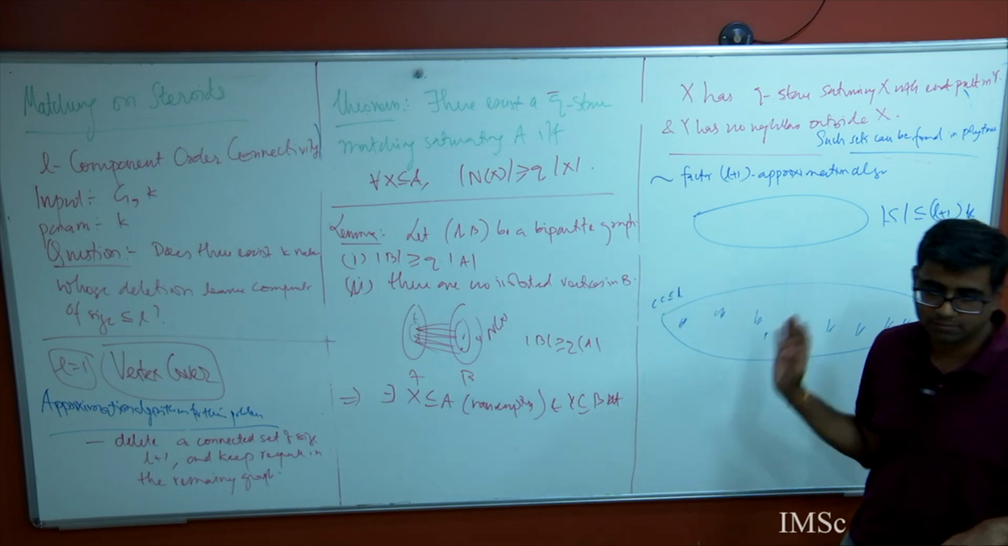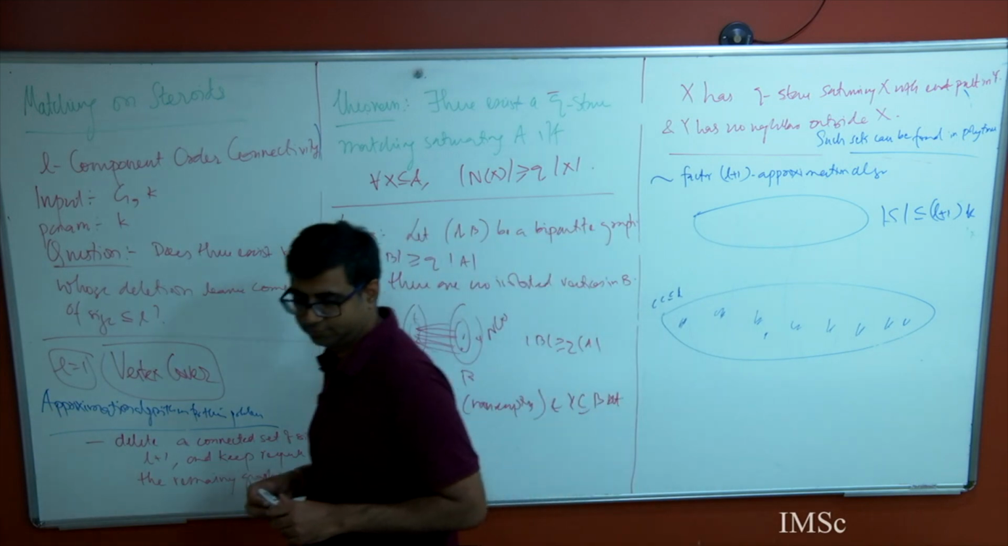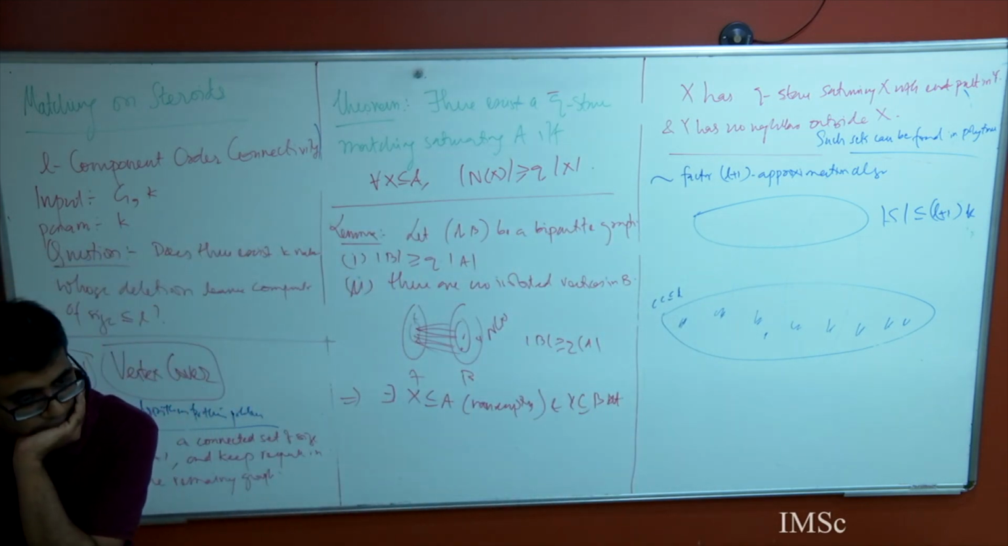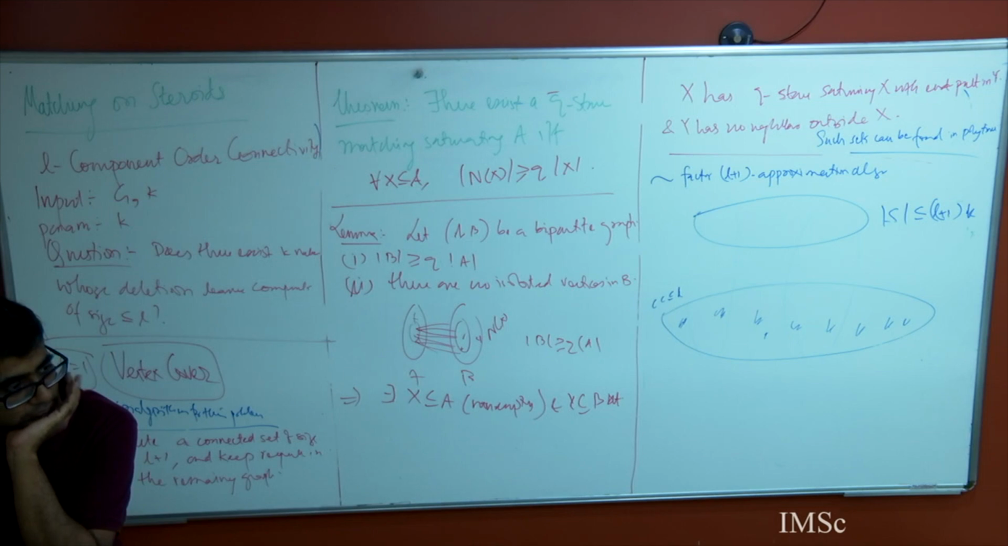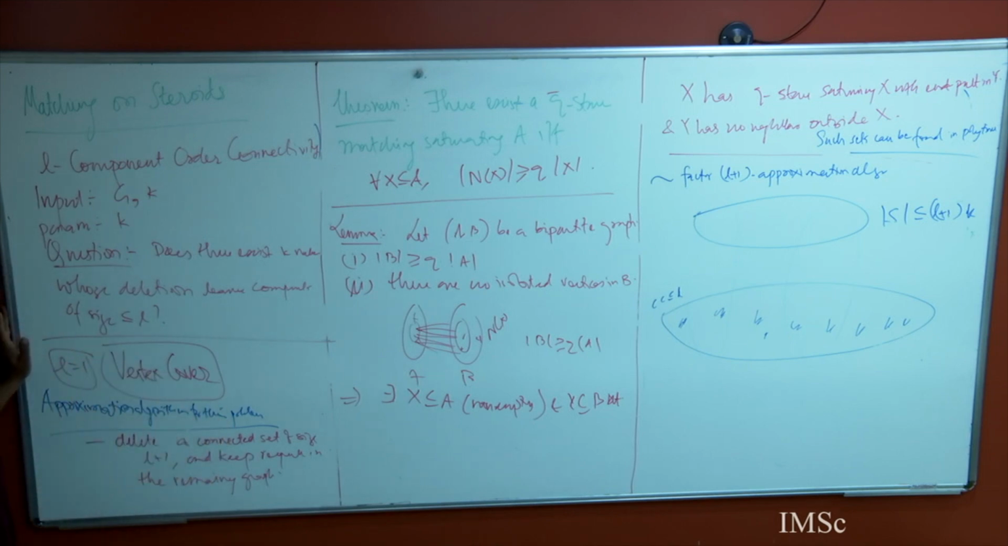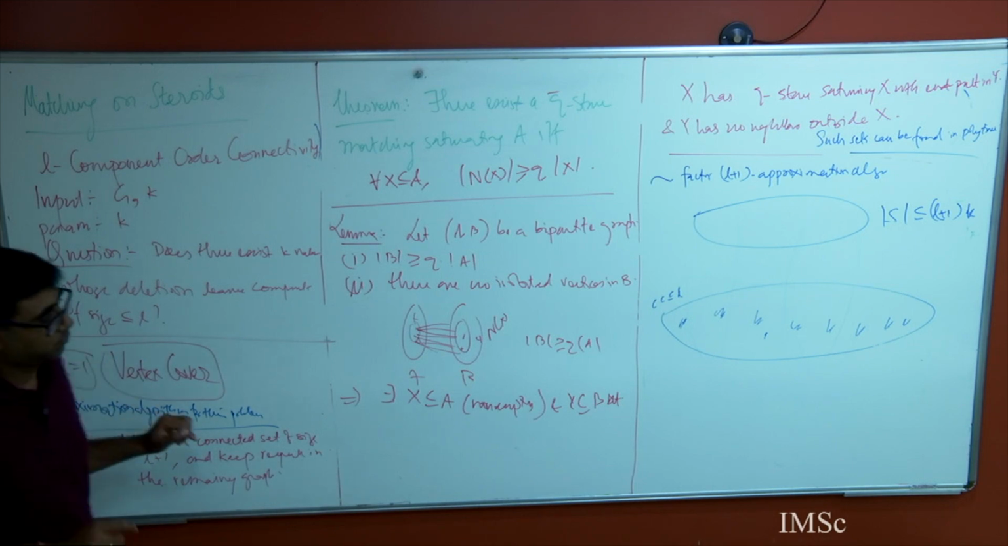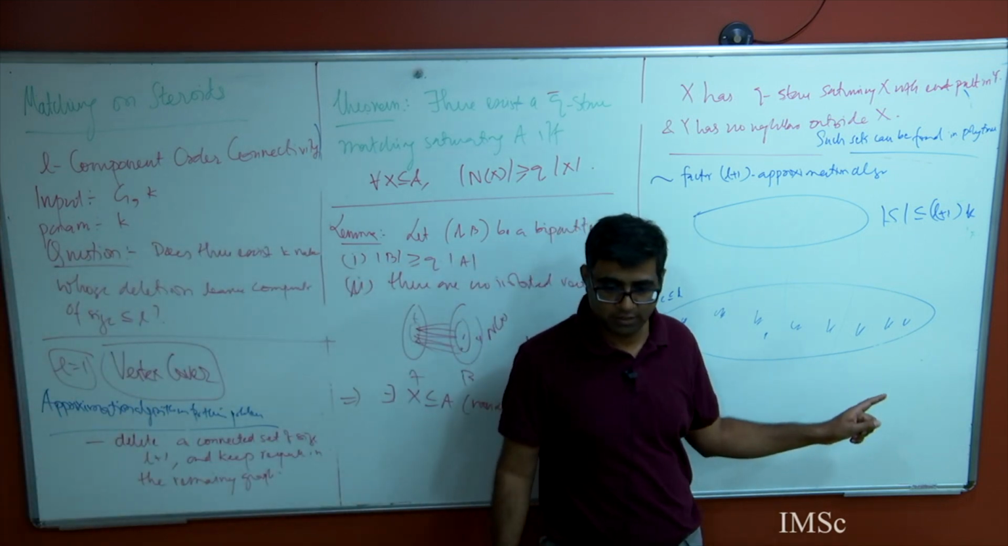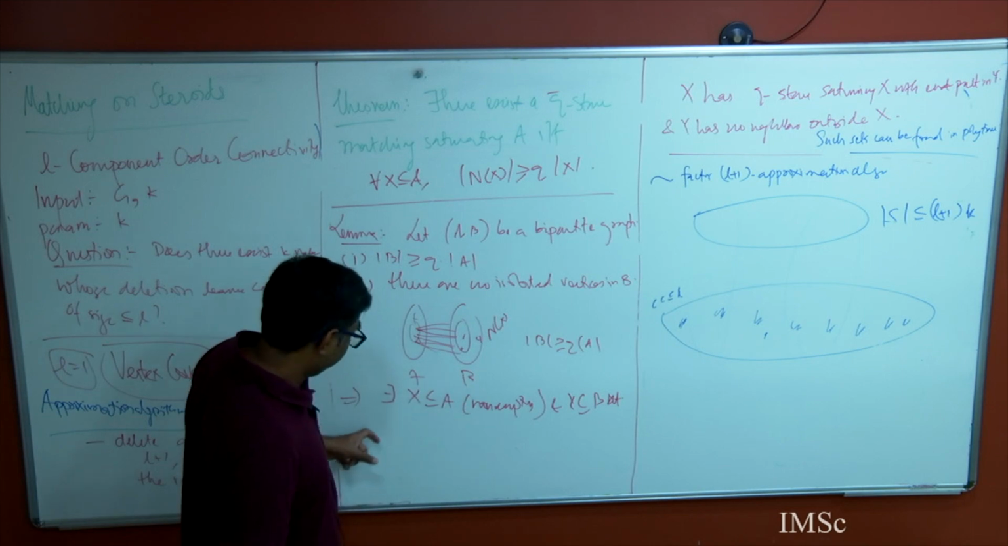Now I want to apply one of these lemmas to reduce the instance. There is A, there is B, everybody is sitting there. Who could be big? These guys could be big, okay?